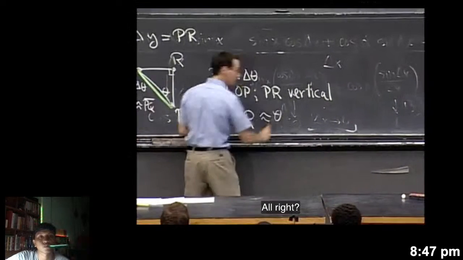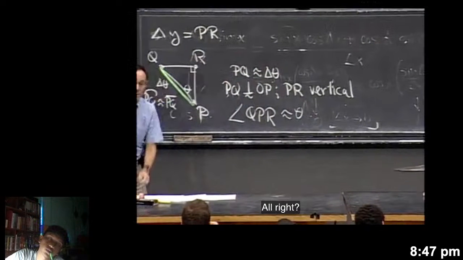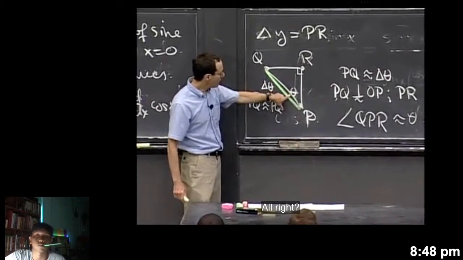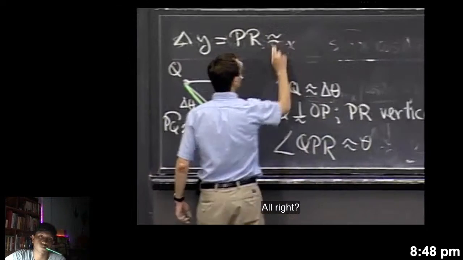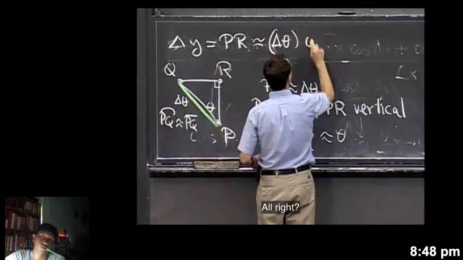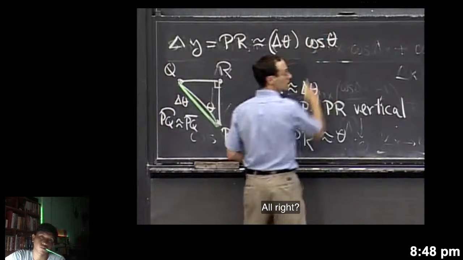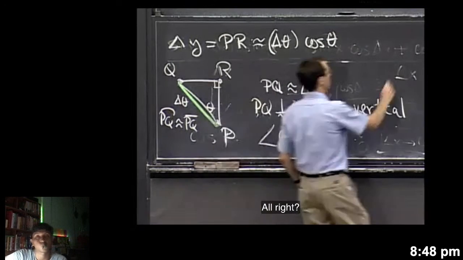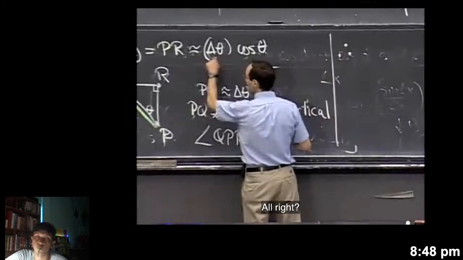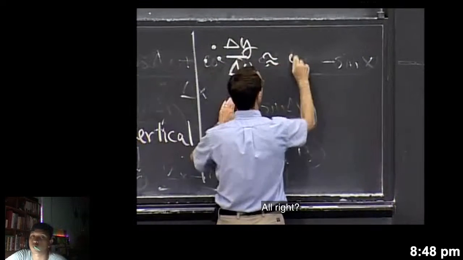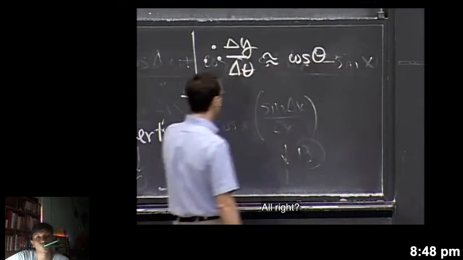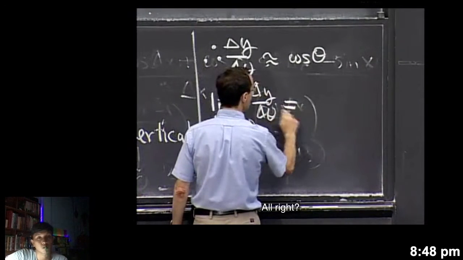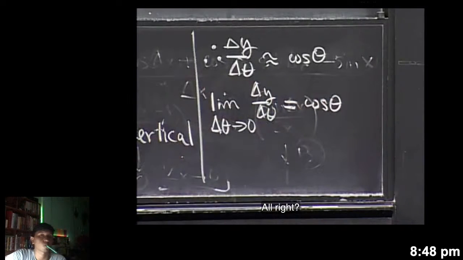And now we can do our calculation, because we have something with the hypotenuse being delta theta, and the angle being theta, and so this segment here, PR, is approximately the hypotenuse length times cosine of the angle. All right? And that is exactly what we wanted. If we divide by delta theta, we get delta y divided by delta theta is approximately cosine theta. Right? And what we want in the limit is delta theta going to 0, where delta y over delta theta is equal to cosine theta. So we get an approximation on a scale that we can visualize, and in the limit, the formula is exact.